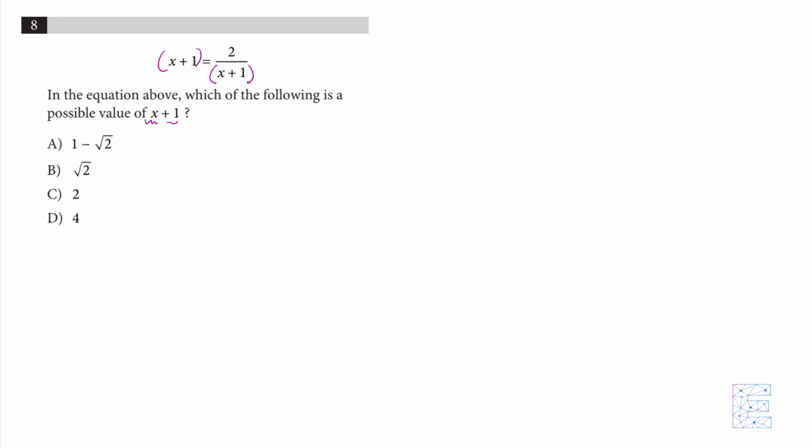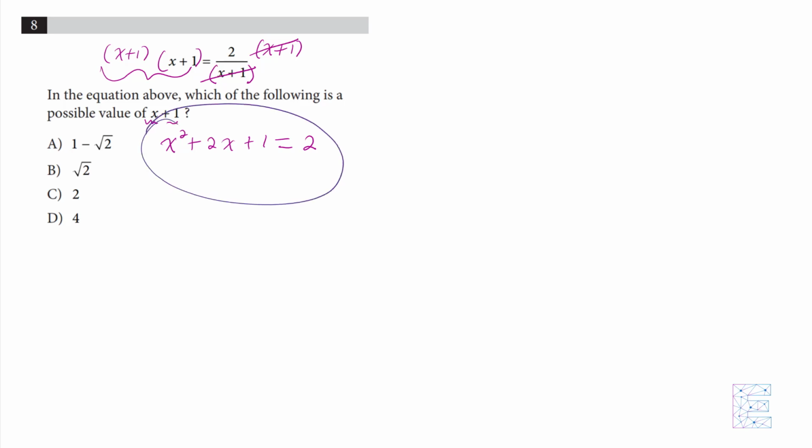So our first task will be to force this to stop being a denominator, and we can do that by multiplying both sides by x plus 1. So these would cancel, and then on the left side we have to follow this out. We have x plus 1 times x plus 1, which becomes x squared plus 2x plus 1 equals 2. And if you remember, if you're going to solve any quadratic equation, you need to set it equal to 0. That means we have to move this 2 back to the left side. And we can do that by simply subtracting 2 from each side, and then we'll end up with x squared plus 2x minus 1 equals 0.